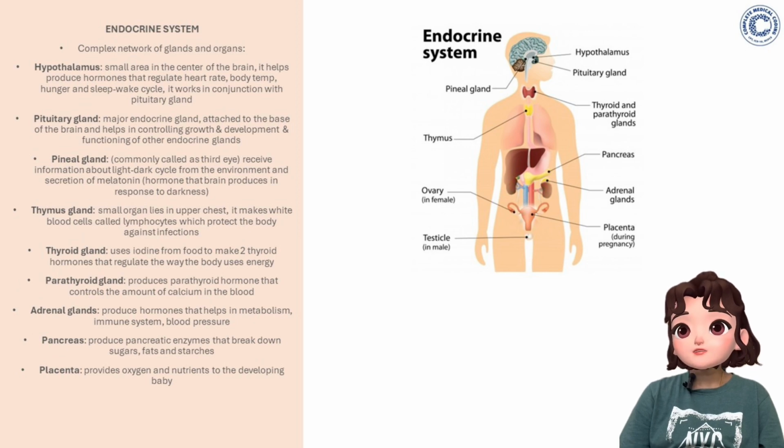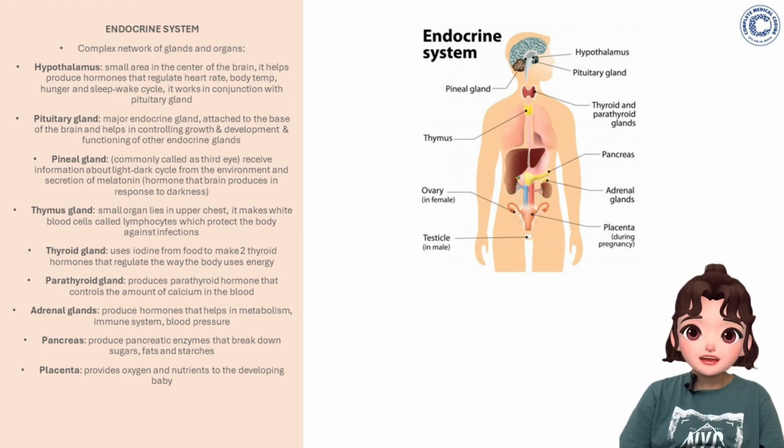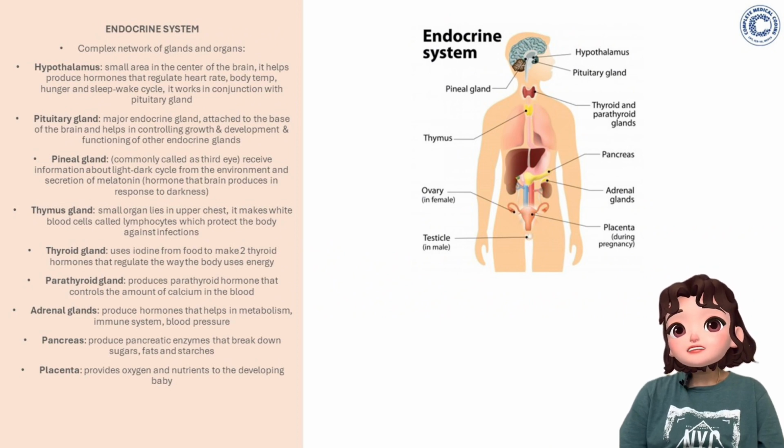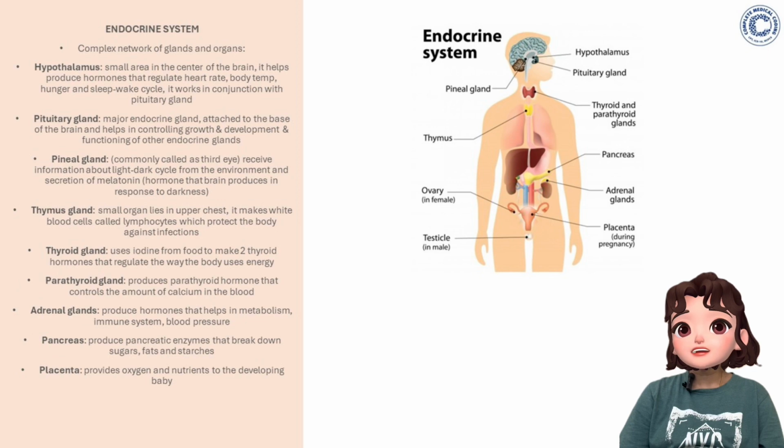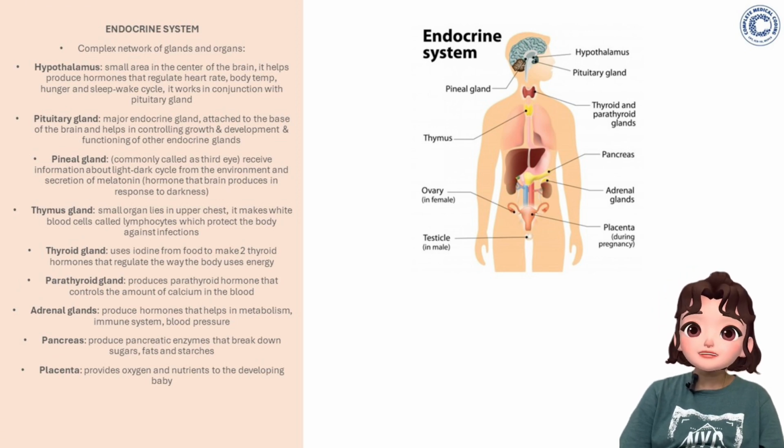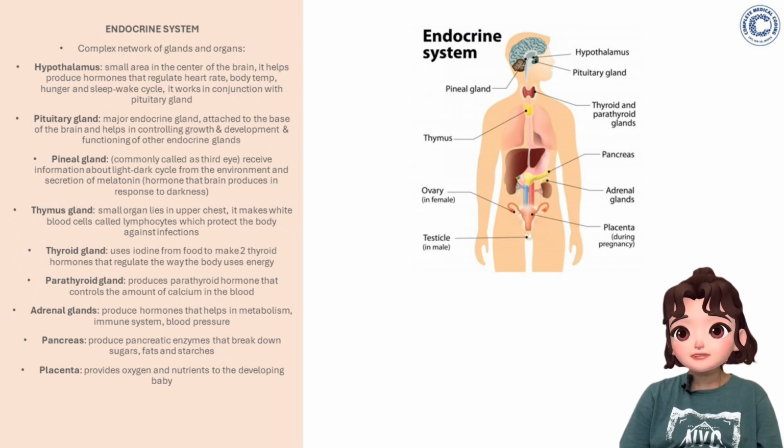Then the thymus gland, a small organ in the upper chest. It makes white blood cells called lymphocytes, which protect the body against infections. Then come the thyroid and parathyroid glands. The thyroid gland uses iodine from food to make two thyroid hormones that regulate the way the body uses energy, whereas the parathyroid gland produces parathyroid hormone that controls the amount of calcium in the blood.